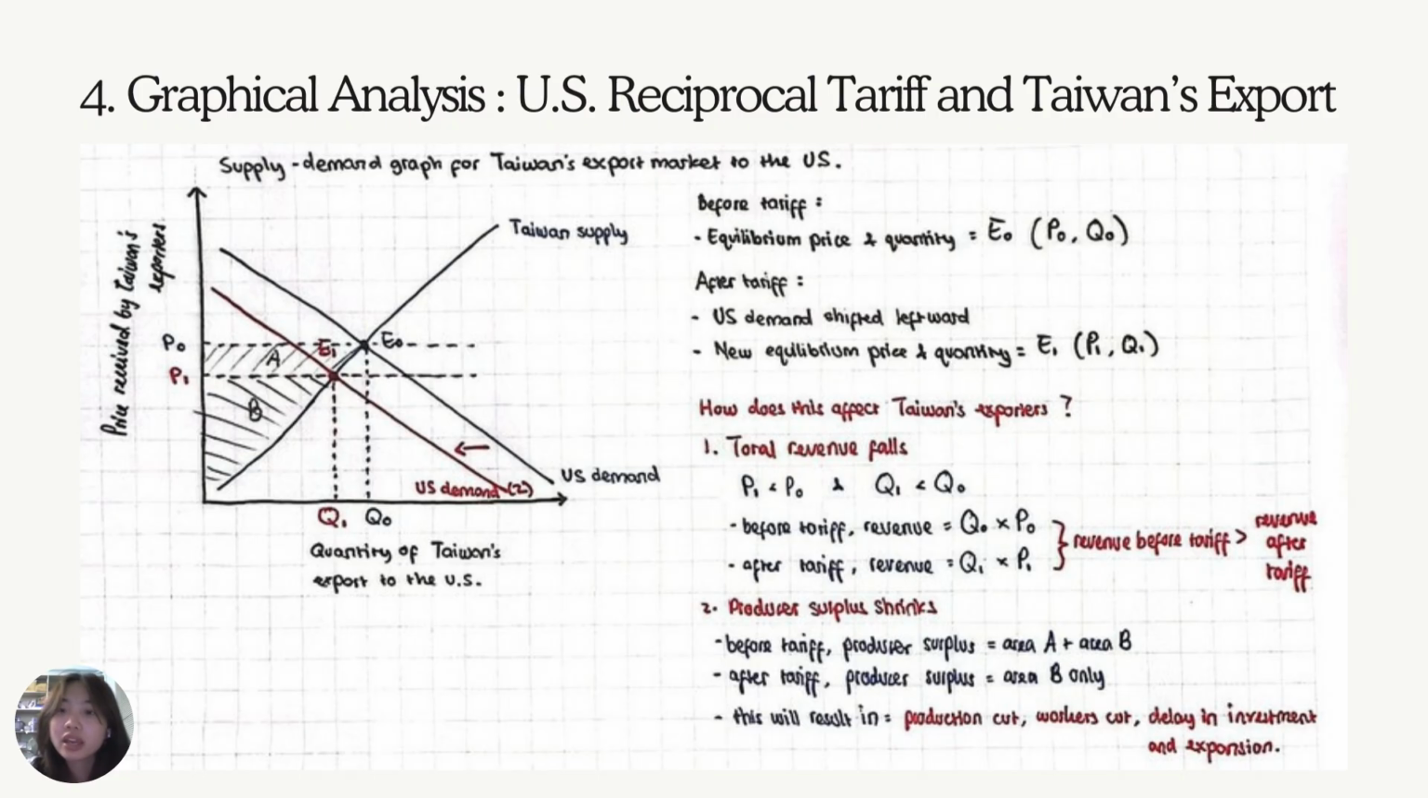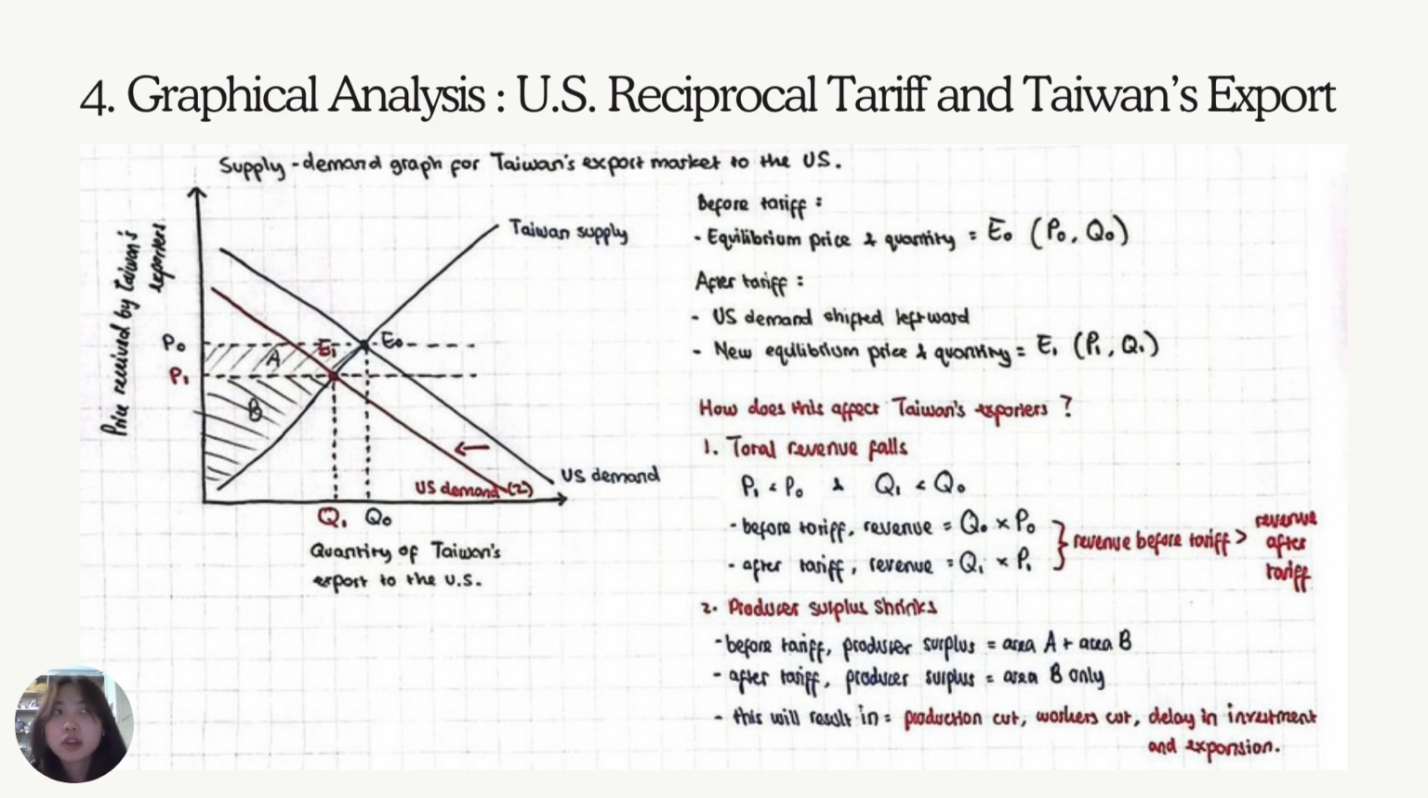is P0. And after a tariff was imposed, the US demand shifts leftward because for every unit of goods imported from Taiwan, US buyers must pay extra tax, making US buyers less willing to import. Because of this shift on the demand curve, a new equilibrium will be created. Now the equilibrium is E1 and the equilibrium quantity becomes Q1 and the equilibrium price is P1. So how does this shift affect Taiwanese exporters?